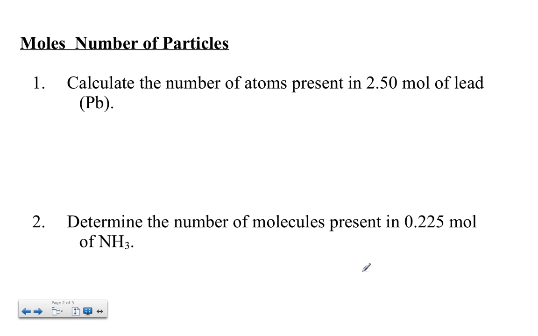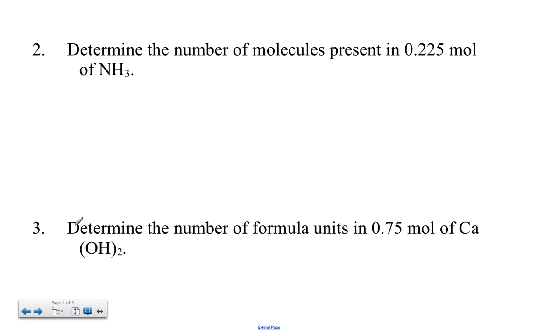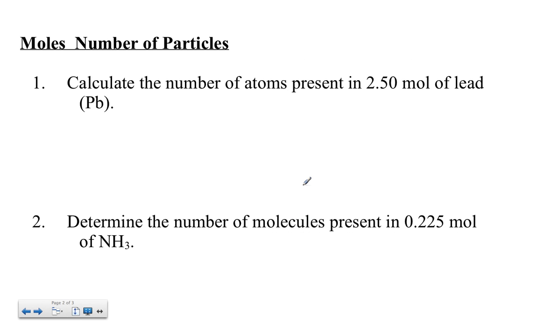Okay, in this first example, we want to calculate the number of atoms present in a sample that has 2.5 moles of lead. So we can see we need to work with atoms because we have Pb. I'll just write our little triangle at the top here. So our triangle is big N, little n, and Avogadro's number. So I'm given my little n, or my moles, and I'm trying to find my big N.